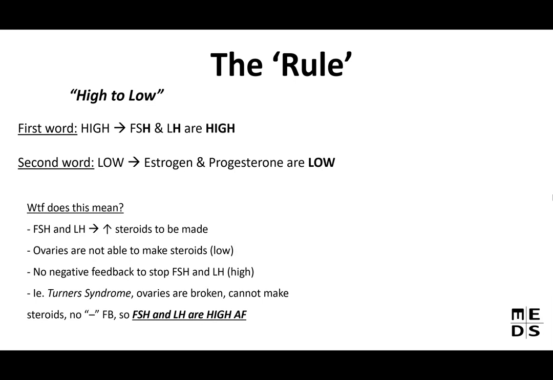So what's happening is initially FSH and LH are actually going to be high. Their job is to go down to the ovaries and tell them to actually start making steroids. So the steroids are going to initially be low, but over time are going to creep up. If the ovaries are not able to make steroids, if they're low, you're not going to have any negative feedback to go tell them to stop giving us orders, like I said before. An example of this would be Turner syndrome. If the ovaries are broken, they cannot make steroids. Therefore, there's no negative feedback. Therefore, FSH and LH remain high. And I'm going to show you on a graphic here on the right to explain what I just said.